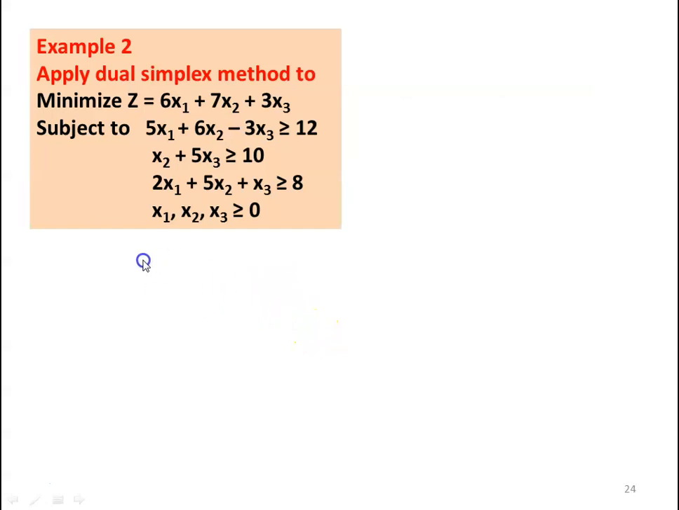We take another example. Apply dual simplex method to minimize Z equal to 6x1 plus 7x2 plus 3x3, subject to the constraints 5x1 plus 6x2 minus 3x3 greater than or equal to 12, x2 plus 5x3 greater than or equal to 10, 2x1 plus 5x2 plus x3 greater than or equal to 8, and x1, x2, x3 greater than or equal to 0. So, it is a minimization type of problem with all constraints having the greater than or equal to symbol.